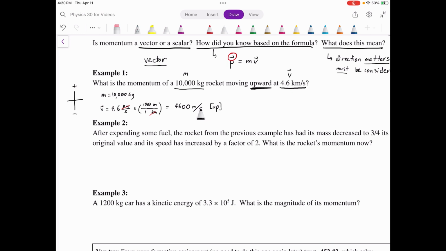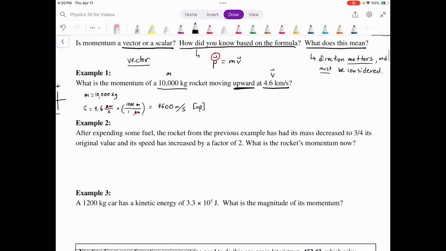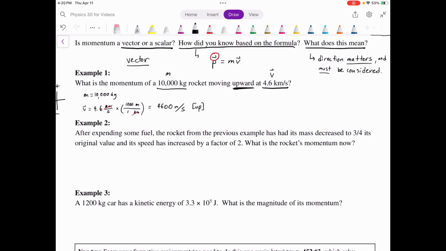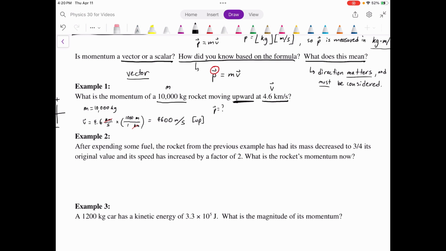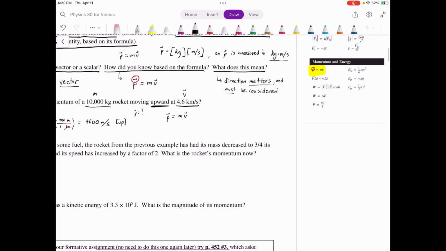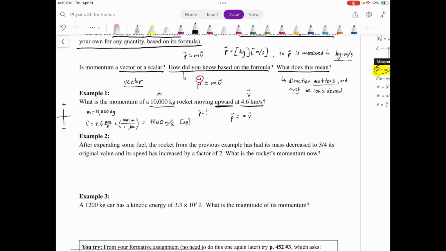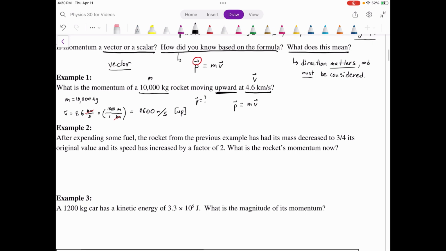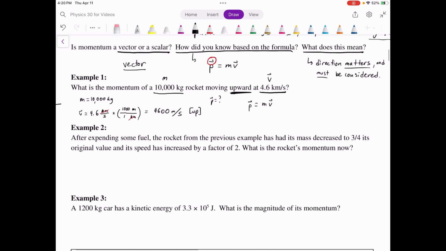And then if I get a positive answer, I know that it means my answer was upward, right? Assuming my answer is a vector, but it is in this case because what we're looking for is the momentum of the rocket. So there's only one equation for this job, right? We have the mass, we have the velocity, and we want to find the object's momentum. So momentum equals mass times velocity, right? It's right there on our formula sheet. Okay, so the momentum of an object is equal to its mass times its velocity.